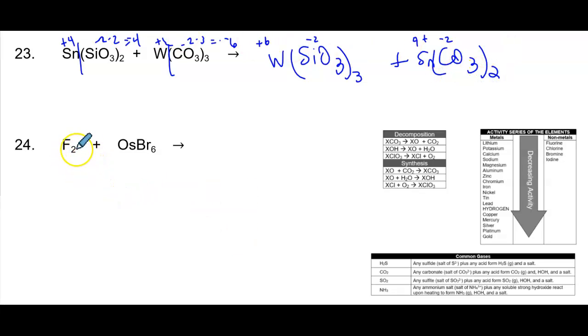Number 24, we have an element plus a compound, so we're looking here as we always start. And then because it's an element plus a compound, we use this chart. Fluorine is alone. Fluorine must be higher than bromine, and it is. So then we have Os with F plus Br. Now Os with F, we have to figure out how they go together.